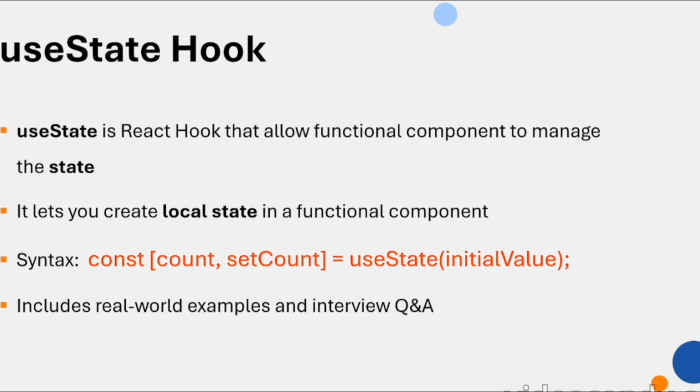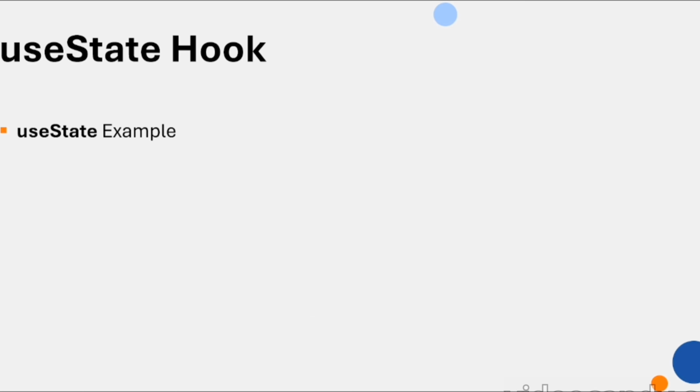And the syntax will be: let's say count is a variable name, so we write count, setCount, and useState, and in the brackets we have the initial value. So this will be the initial value. Now we'll see the example in VS Code.